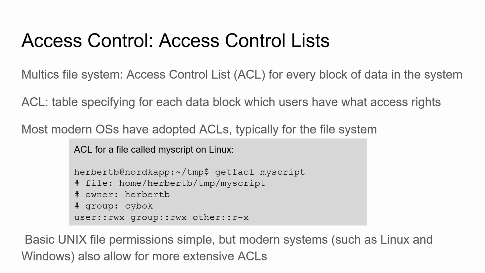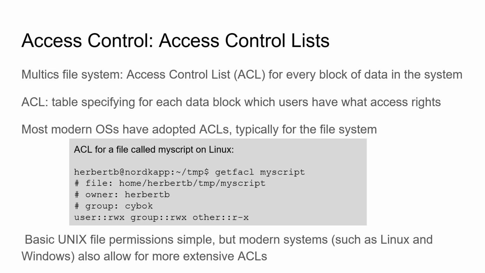For instance, in Linux, we have these permissions that we can see if we look at the access control list for a particular file using getfacl, so the file access control list. In this particular example, I'm asking for the access control list for a file called my script. It tells me all the information about the file, and it also tells me what the privileges are for users, for the group, and also for others.